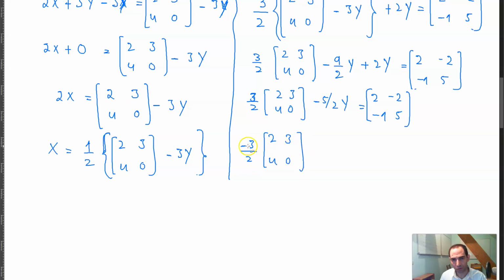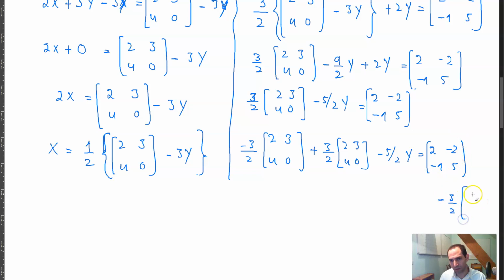Add this to the same matrix plus 3 halves [2, 3, 4, 0] minus 5 halves y is equal to, and since I subtracted this matrix from this side, I have to subtract it from this side as well, meaning that I write [2, negative 1, 5], and subtract the same thing from here, meaning negative 3 halves times [2, 3, 4, 0].